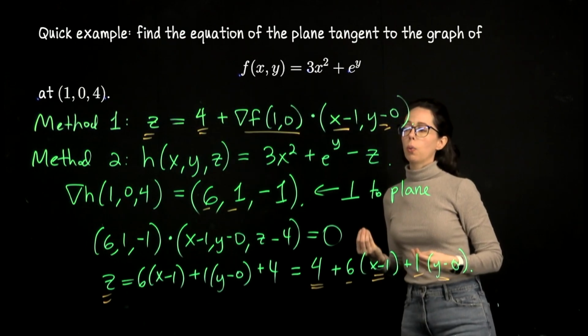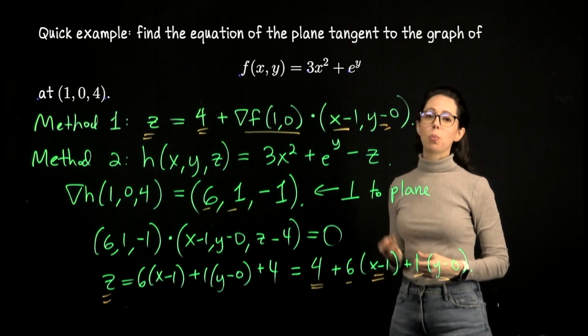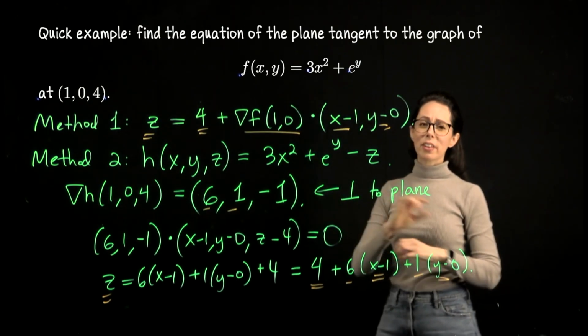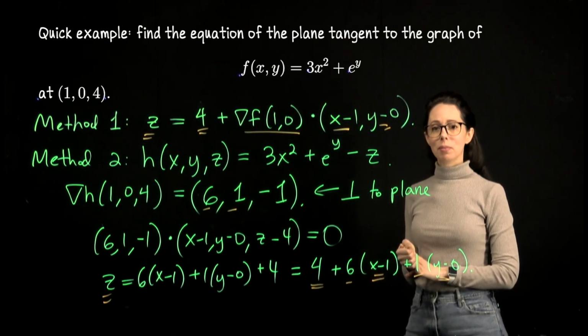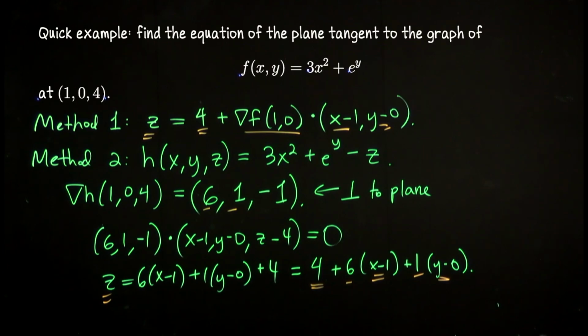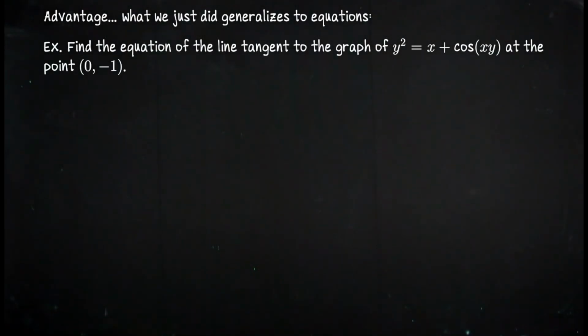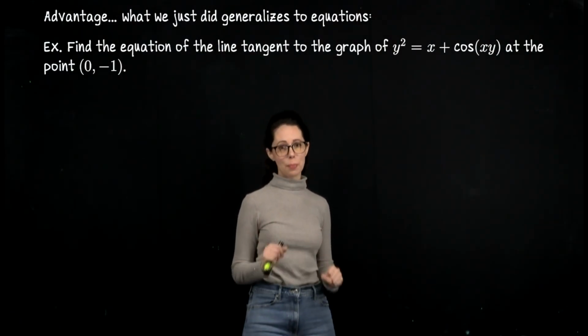The reason why I want to emphasize method 2 here is because in our next example, method 1 either isn't that good or it's not even viable. I can't remember which example is coming up next. I'll see in a moment. So we'll take a look at that in just a moment. Method 1 is not viable for this example.